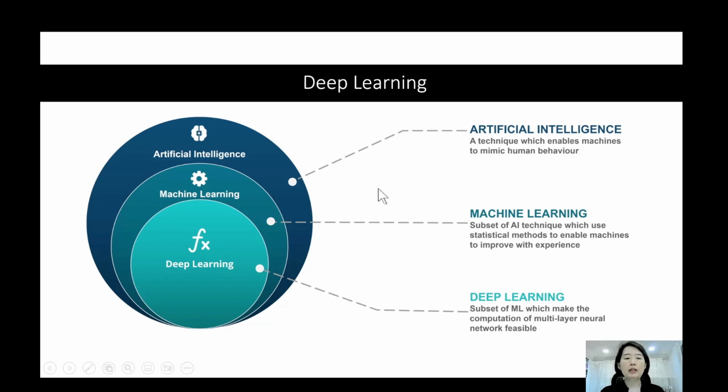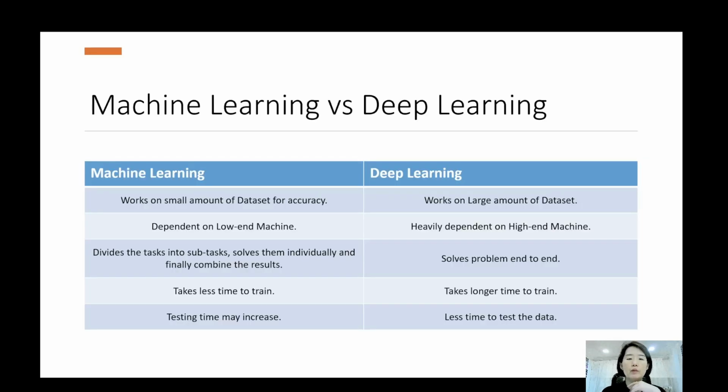In a big picture, artificial intelligence is a technique which enables machines to mimic human behavior, and a part of artificial intelligence is called machine learning, a subset of the AI technique, which uses statistical methods to enable machines to improve with experience. Then under machine learning, we have a subfield called deep learning, a subset of machine learning which makes the computation of multi-layer neural network feasible. Let's try to compare machine learning and deep learning.